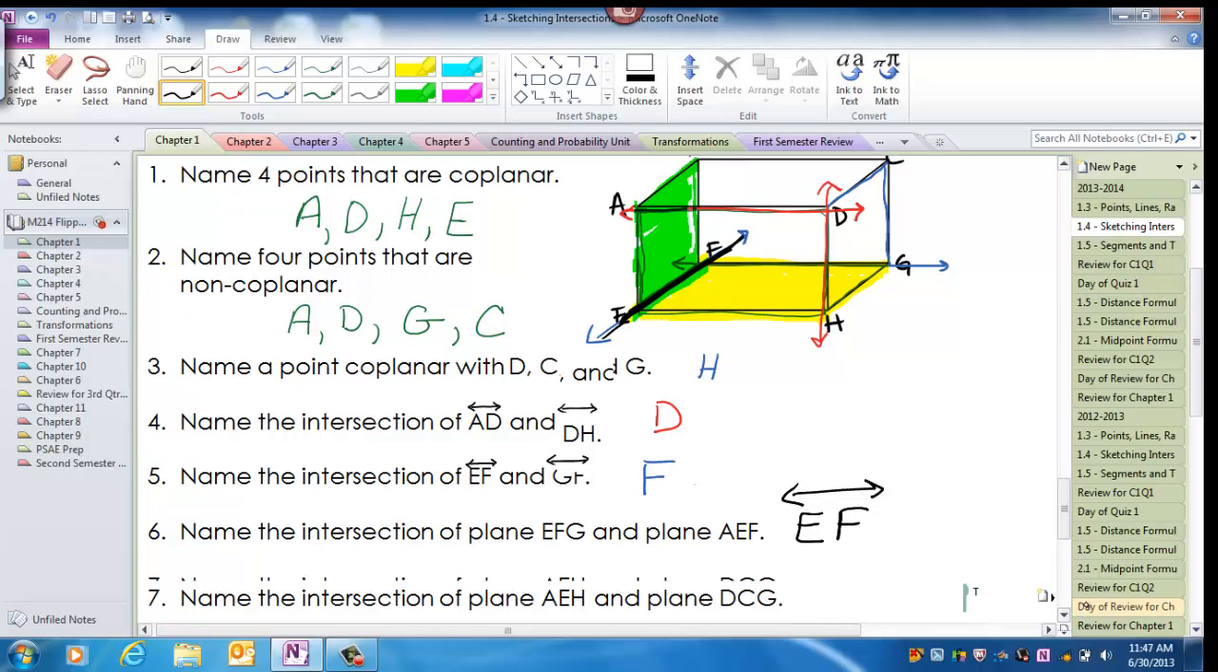Okay, number 7. Name the intersection of plane AEH and plane DCG. Okay, so plane AEH. So AEH. Another point on that plane on that same surface would be D. We're going to get a lot of colors here, so it's going to be kind of hard to see. Okay. And then plane DCG would be over here, DCG, and then H would also be on that same plane.